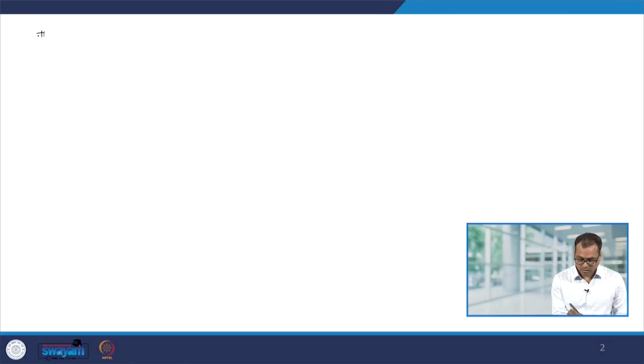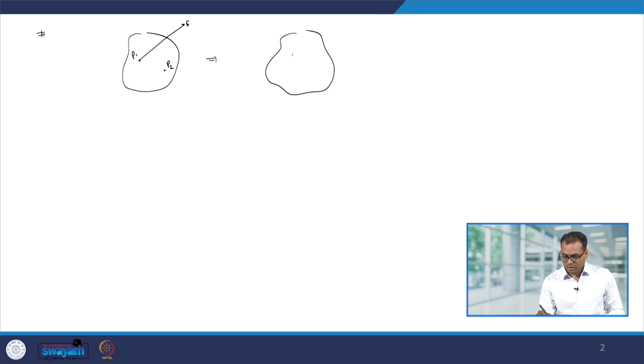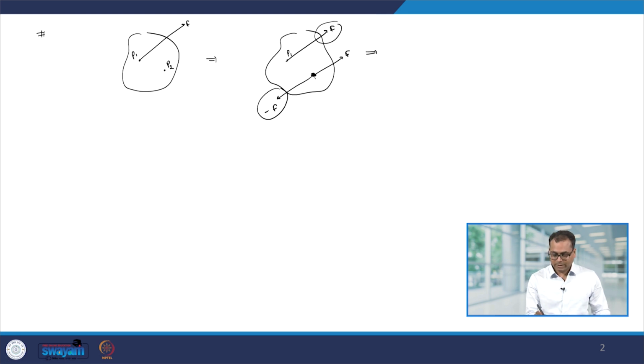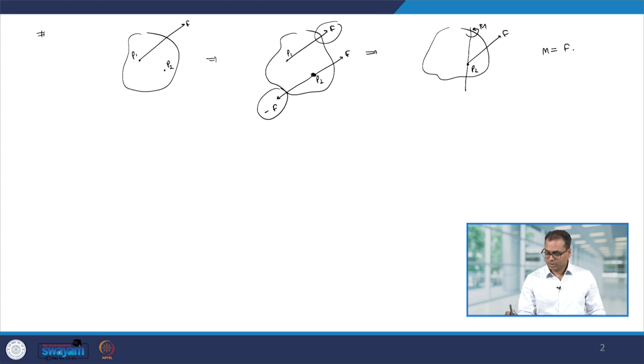Suppose I have a rigid body, and on this rigid body a force F is acting at point P1, and I want to translate this force to point P2. So at point P2, I add two equal and opposite forces. Then this force and this force make a couple, and this couple is a free vector, so I can place it at point P2. At point P2, I put a couple, let us denote it by M, and what we have is only this force F. The value of the couple M is the force times the distance between point P1 and point P2.